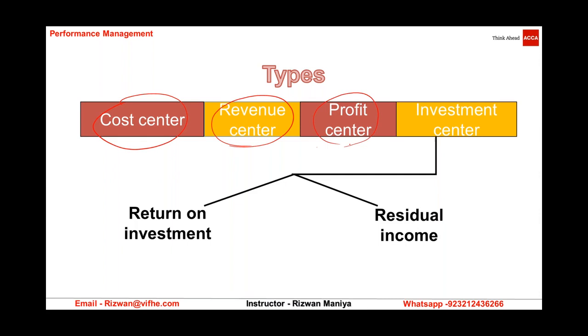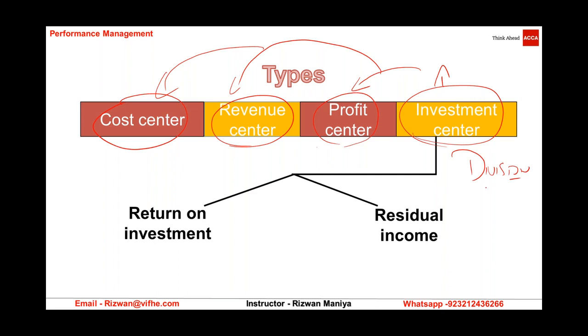And an investment center is responsible for maximizing the return on investment, because an investment center is one that is completely responsible for profits, for revenues, and for costs. So in an investment center, there is a high amount of decentralization. We normally call investment centers divisions, which are responsible for their own sales, purchase, marketing, finance, and their task is to ensure that their investment center is generating maximum returns.